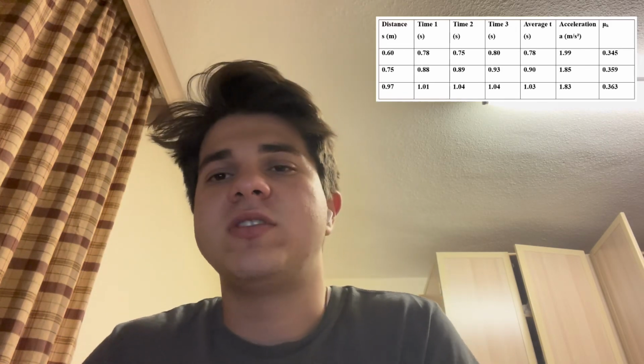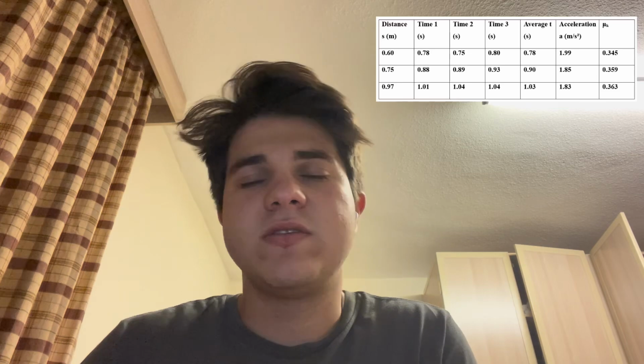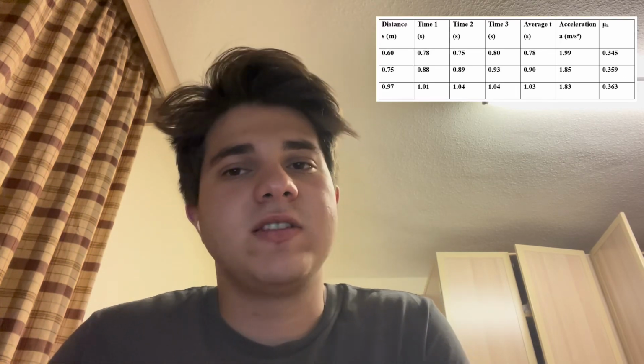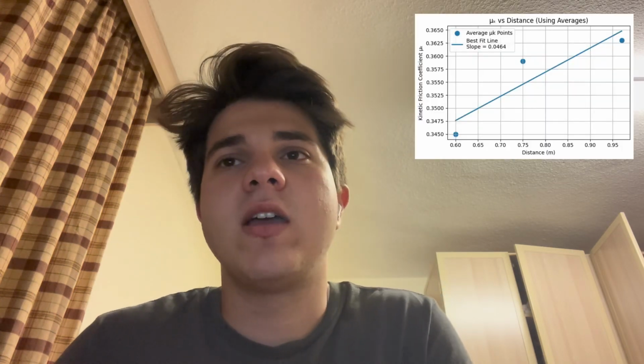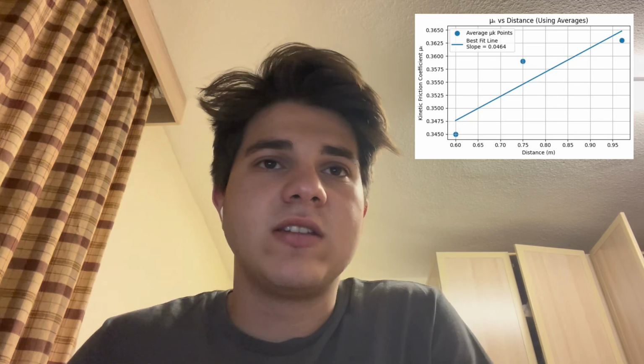In the distance variation section, the values of friction coefficient range from 0.345 to 0.363. Although the distances differed noticeably, the friction coefficient remained almost constant. The best fit line for friction coefficient versus distance had a slope extremely close to zero. This indicates that friction coefficient is not affected by how far the block travels, which agrees with theoretical expectations.